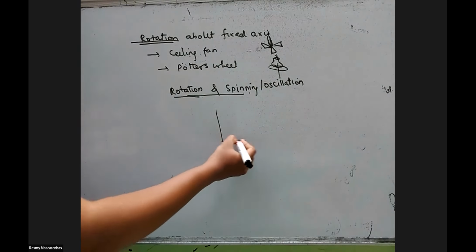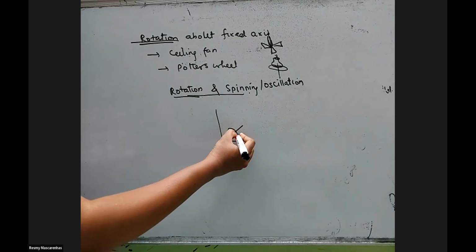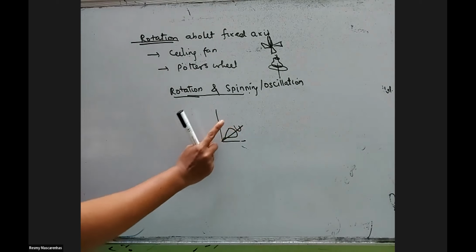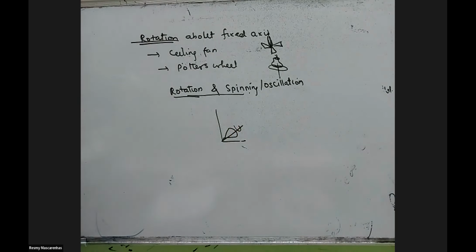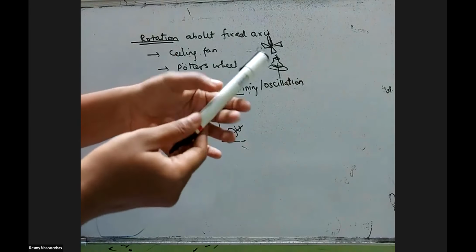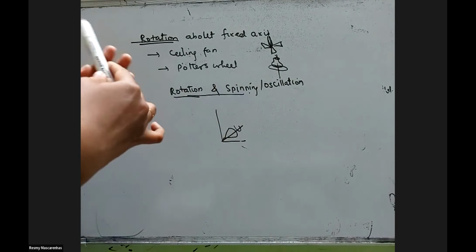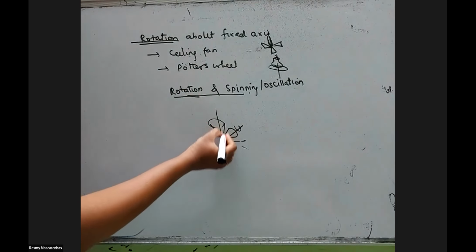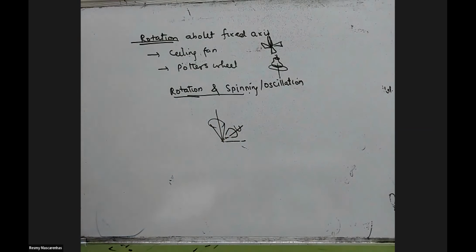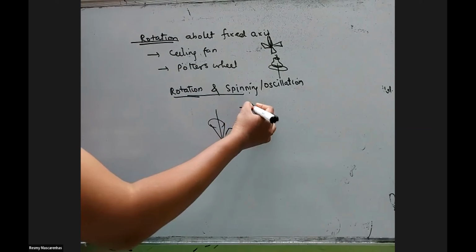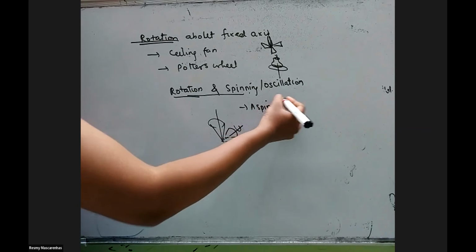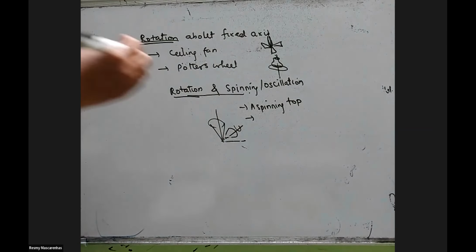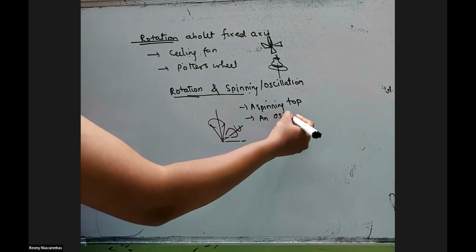Take the top, so it goes within itself also. This is this also, plus it is going like this. Imagine this pen, I'm rotating it about itself, plus this way also, plus along its own axis. It is moving something like this. So I can give the examples: a spinning top, an oscillating table fan.